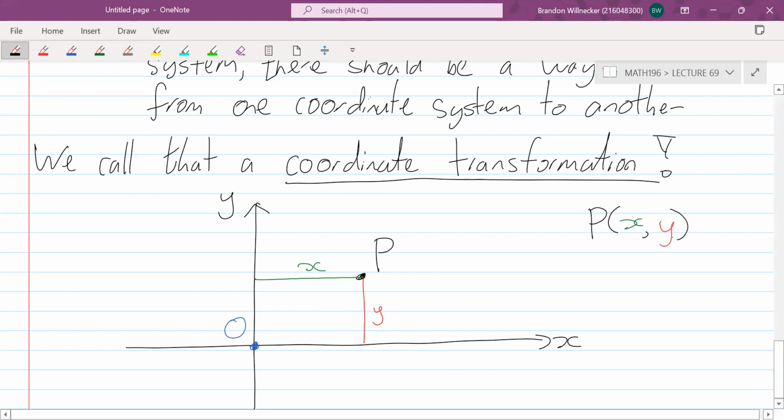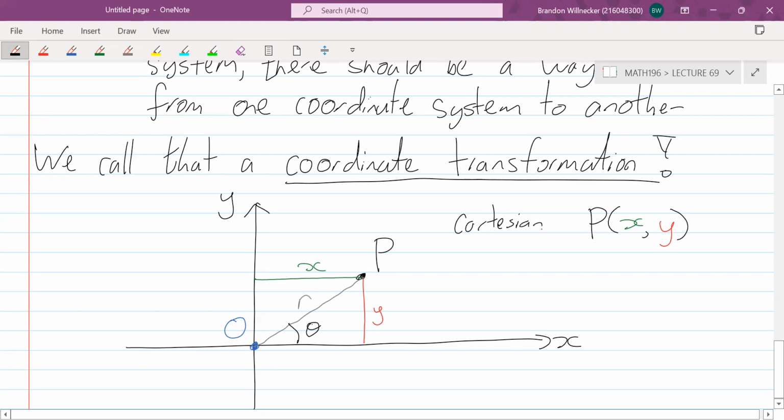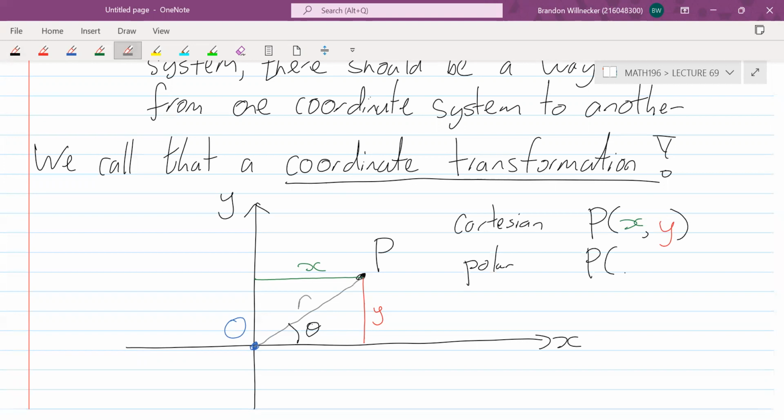But we could do exactly the same in polar coordinates. So what would the polar coordinate form be? Let's use some different colors now. So let's say gray. Remember, we need to find the distance r. That's part of the polar coordinates thing. And then let's use black here for this angle theta. So this is Cartesian, and we can do the same thing with polar. So P is then given by r comma theta for polar.